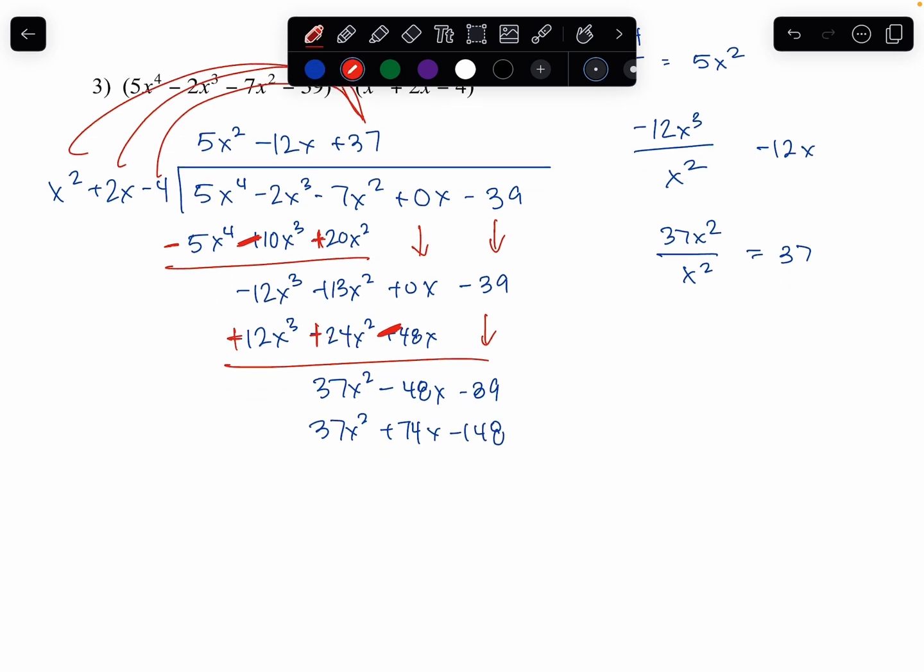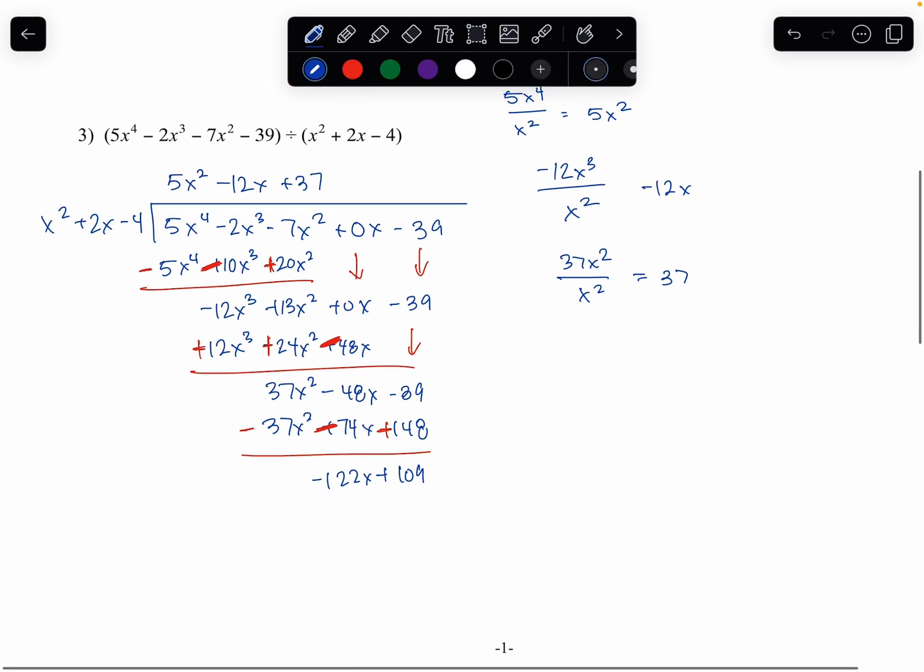Okay, and then I'm going to subtract, so I'm going to change all the signs here. Those are going to cancel. And then we're going to get negative 48 minus 74. That's going to give me negative 122. And then 148 minus 39. That's going to give me plus, oh, that's got to be x right there. And then plus 109 right there. And we have found our remainder. And it doesn't look pretty, but hopefully that's right.